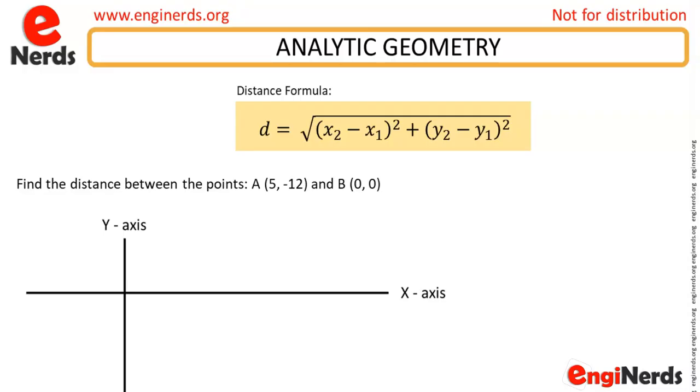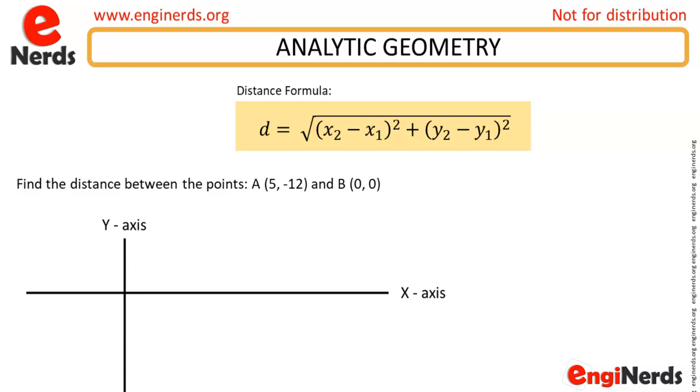Okay guys, so magsosolve ulit tayo ng problems using yung distance formula na natutunan natin sa ating lecture. So right here, we have a problem in which we need to find the distance between the points A and B. Kung saan yung A ay may coordinates na 5 and negative 12 at ang B is may coordinate na 0, 0. Okay? So let's start solving this problem by plotting yung mga points natin, okay?